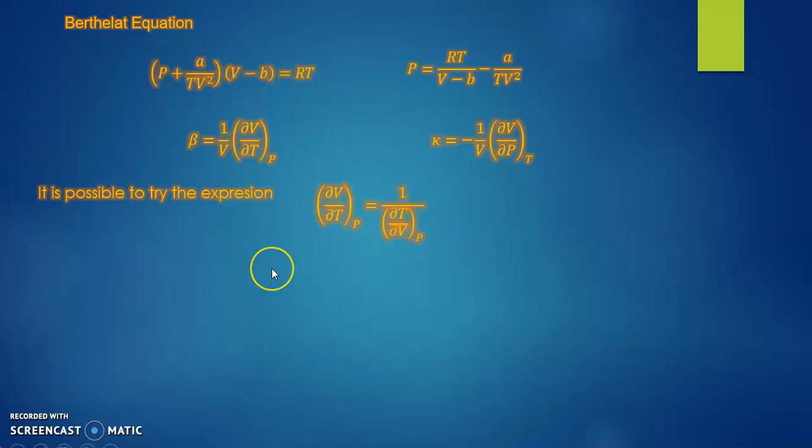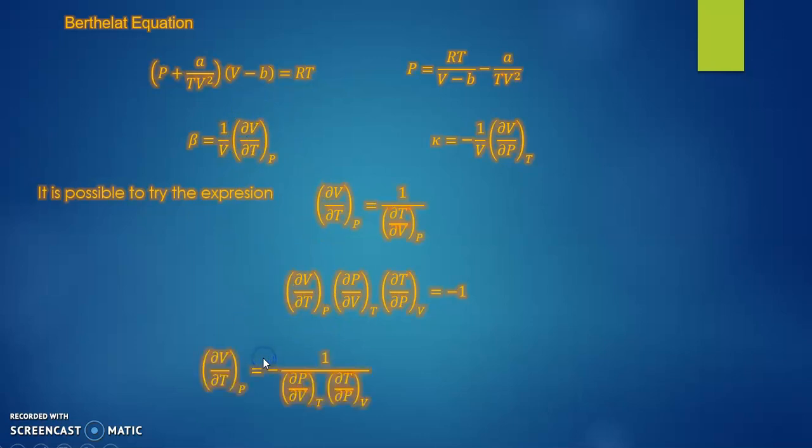To solve that problem, we can use this other expression that is very well known in thermodynamics. The derivative of v with respect to t times the derivative of t with respect to p times the derivative of p with respect to v is equal to -1. With this expression, we'll solve for this derivative, which is what we're looking for. So if we do that, we'll get this expression.